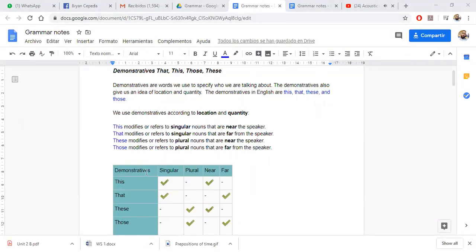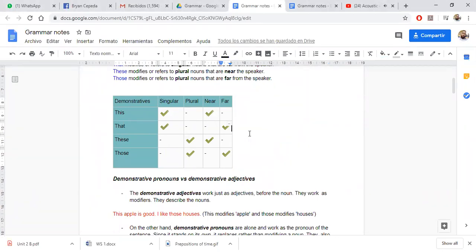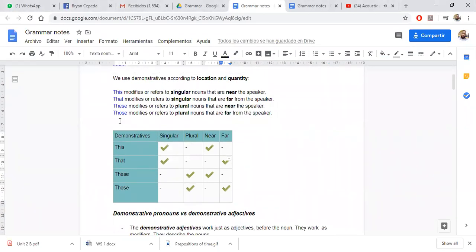Let's continue. So this is a box where you can see the different categories that I used highlighted there, okay? You have demonstratives: this, that, these, and those. The difference between this and these is basically the pronunciation, okay? This, these, this, these. So, as you can see, this, singular, near; that, singular, far; these, plural, near; those, plural, far, okay?